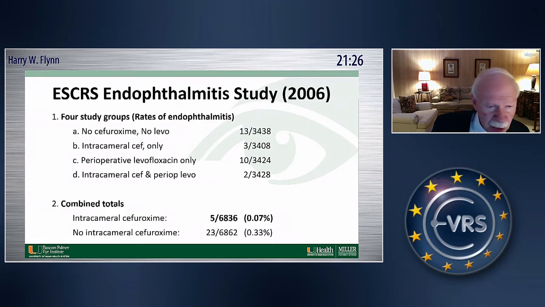This slide summarizes the outcomes of that study. At the bottom, you can see combined totals. Intracameral cefuroxime was 5 out of 6,800 cases, or 0.07%. With no intracameral cefuroxime, it was 23 out of 6,800, or 0.33%. So this was impressive data, and yet there were some shortcomings of this study.